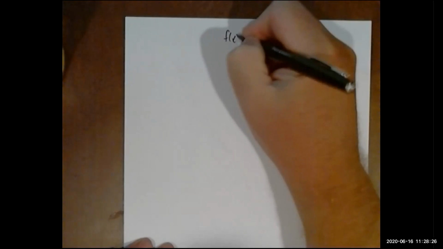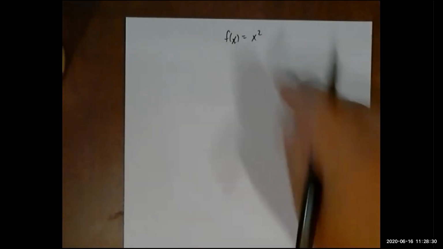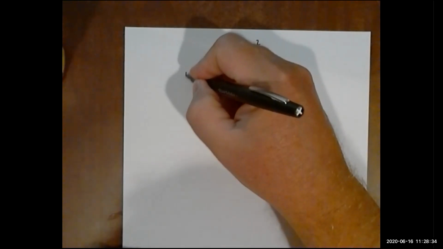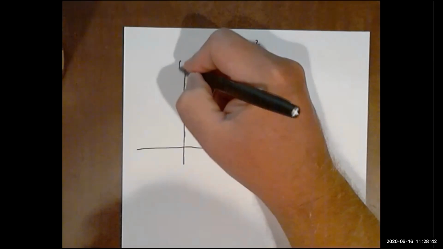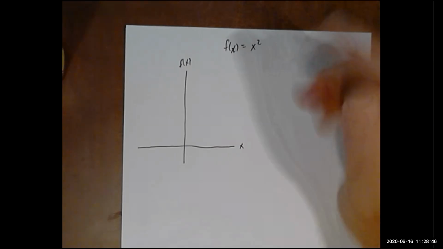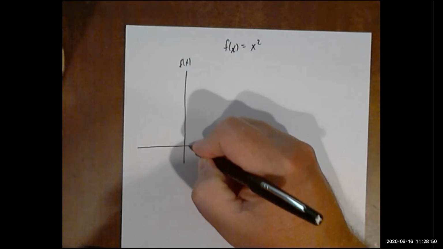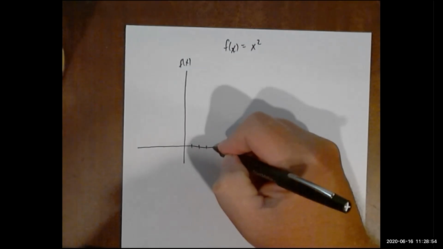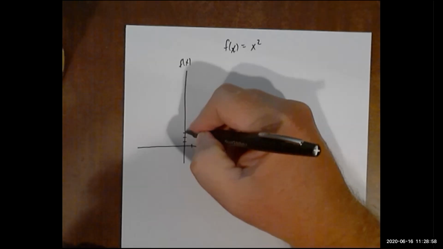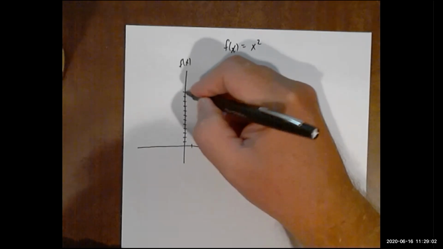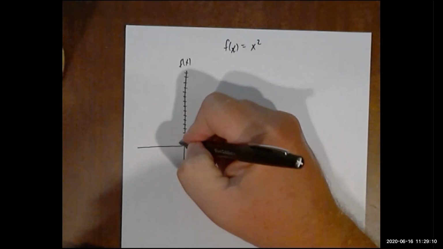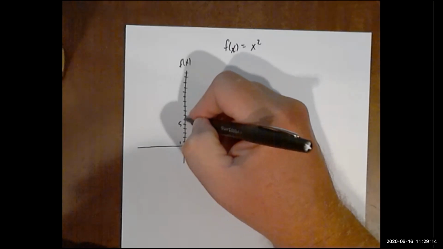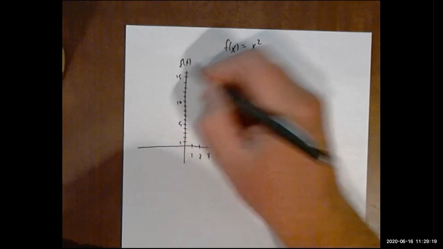What I'll do is, in this problem, we're looking at the function f of x equals x squared. I'm going to try and graph this function just to explain what we're doing. So here's 1, 2, 3, 4. 1, 2, 3, 4, 5, 6. So this is like 1, and this is like 2, 3, 4, 5, 6, 7, 8, 9, 10, up to 15.